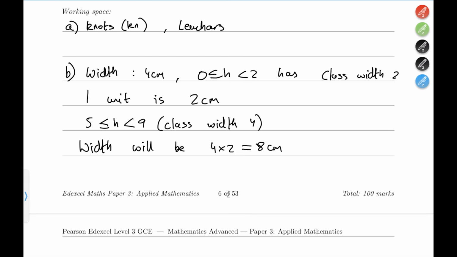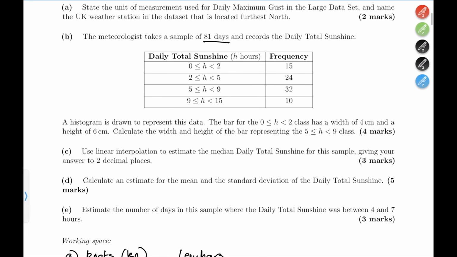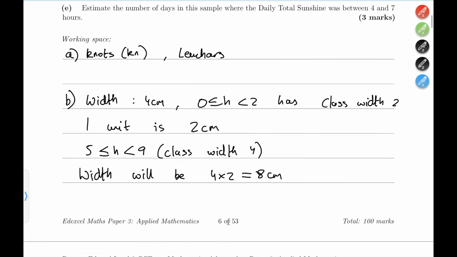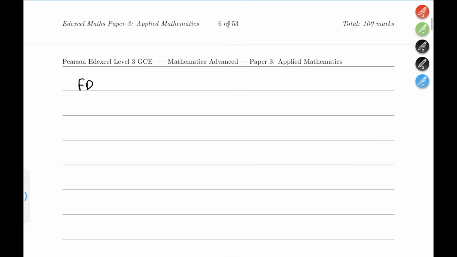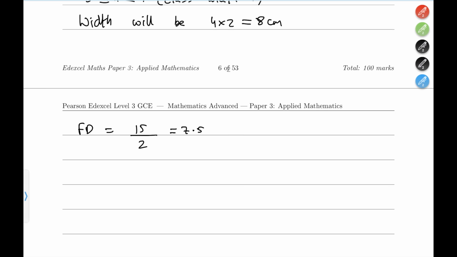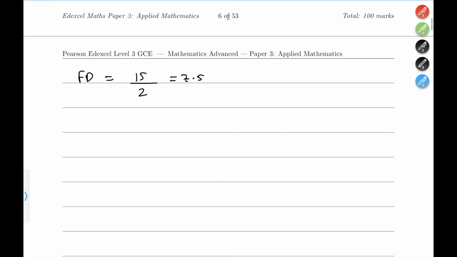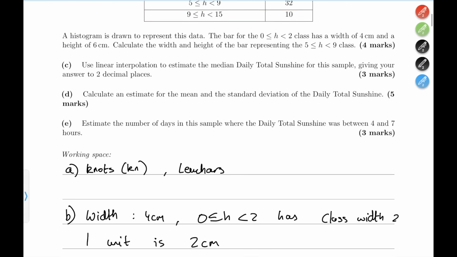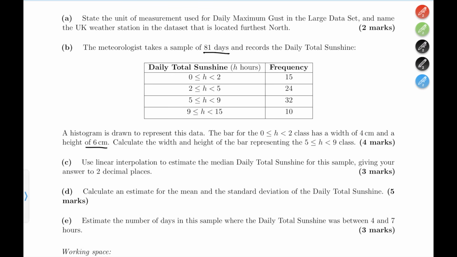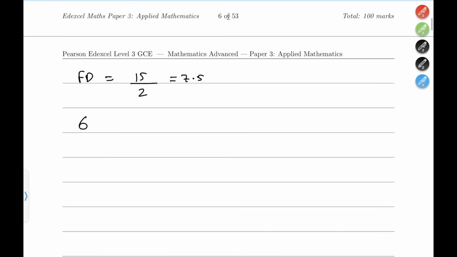Now for the height, we're going to have to use some frequency density here. Between 0 and 2, we can see that the frequency is 15. So to find the frequency density, we do the frequency divided by the class width, which is 7.5. So we know that the height is 7.5 units. So if it's drawn at 6 centimeters, it says here that the height is 6 centimeters.